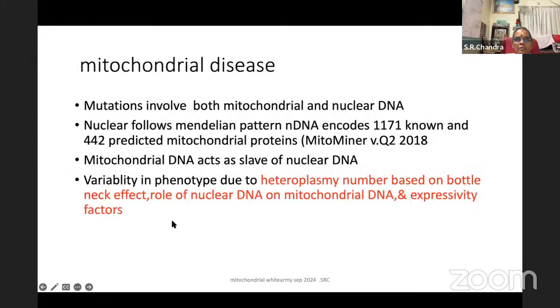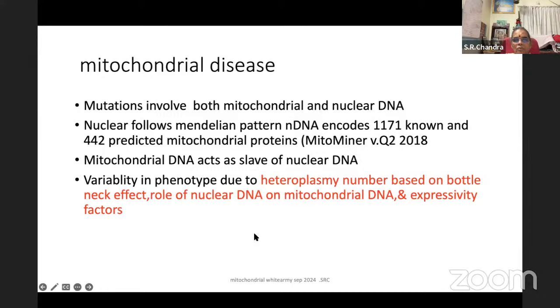And mutations involve both mitochondrial and nuclear DNA. We saw that class 1 is mitochondrial DNA, class 2 is nuclear DNA. So nuclear follows Mendelian pattern, that is dominant, recessive, and X-linked inheritance. And mitochondrial DNA acts as a slave of the nuclear DNA. Even though mitochondrial DNA is generally independent, the nuclear DNA has got a control over the mitochondrial DNA. So in class 2 conditions, the slave effect becomes altered in different patterns.